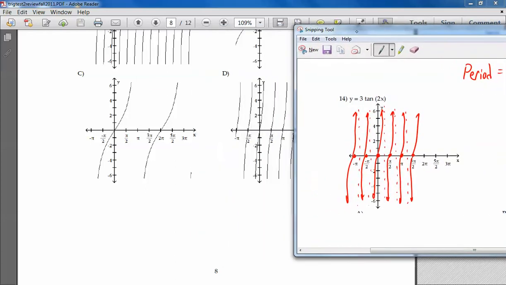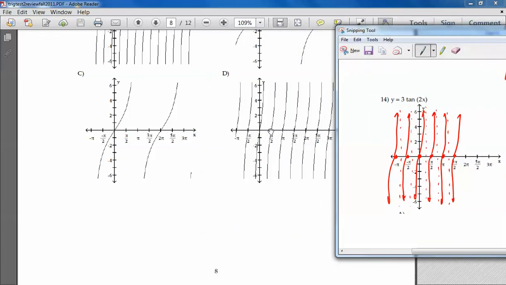Don't get worried though. Let's look here at D. D crosses at 0, crosses at pi over 2, crosses at pi, 3 pi over 2, just like our graph. So the answer has to be D.